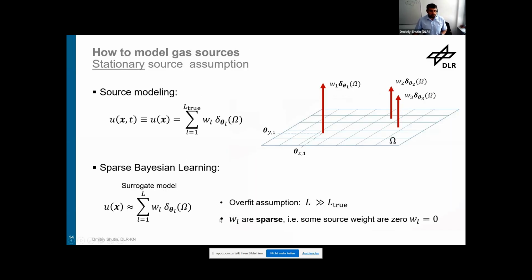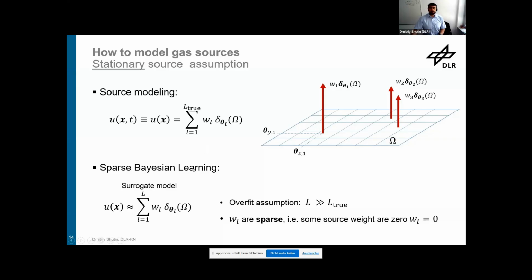How do we actually model the sources? This is our prime objective. We want to identify the sources that model or drive the whole dynamic process. And one of the assumptions that we put here, first of all, is that the sources are stationary. So the sources do not drift in space or in time. This is a simplifying assumption that helps us relax our modeling.